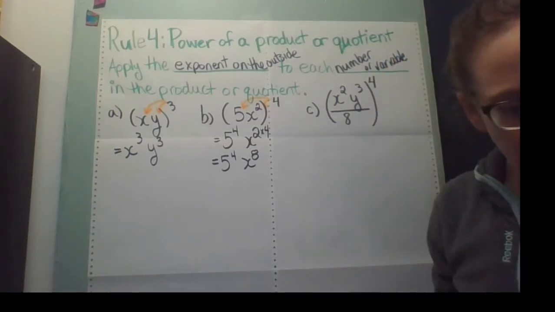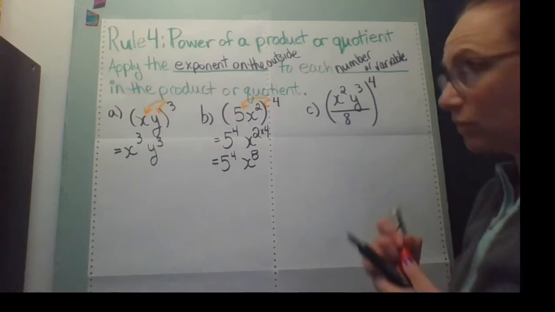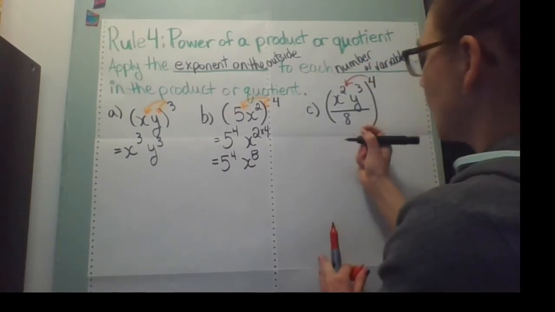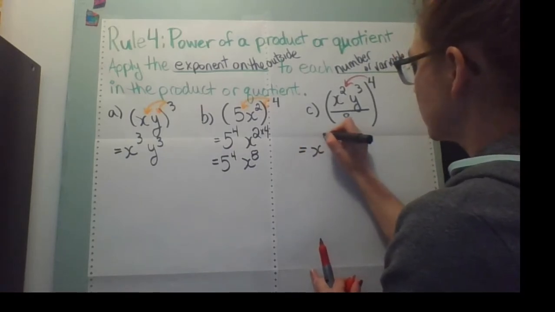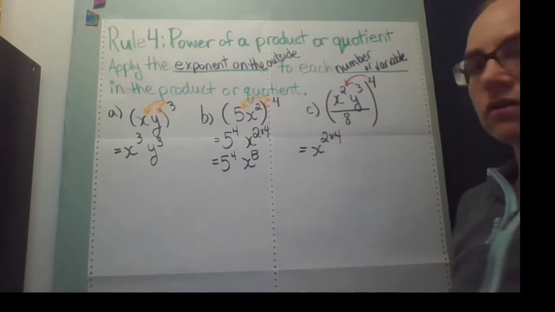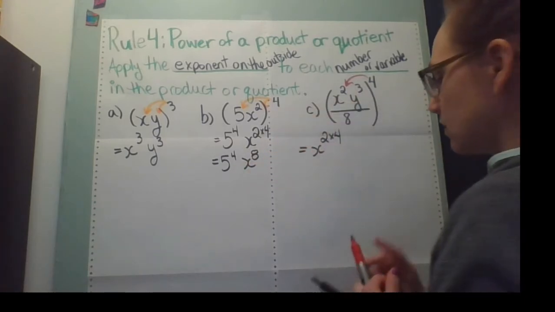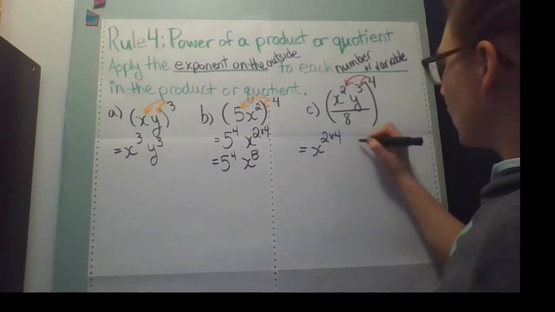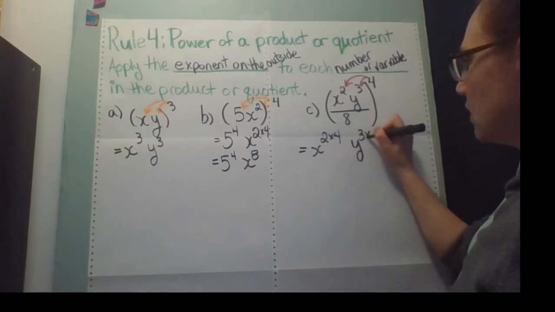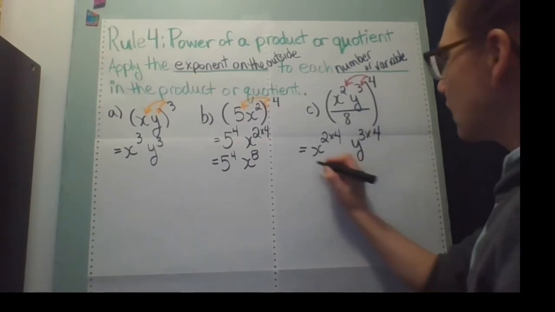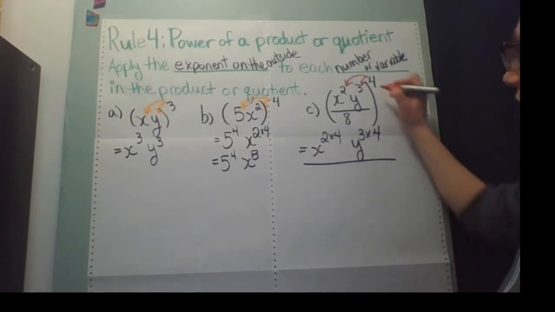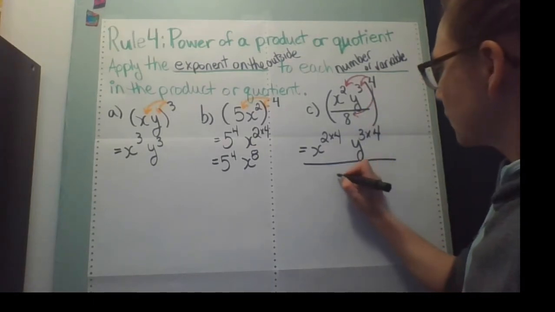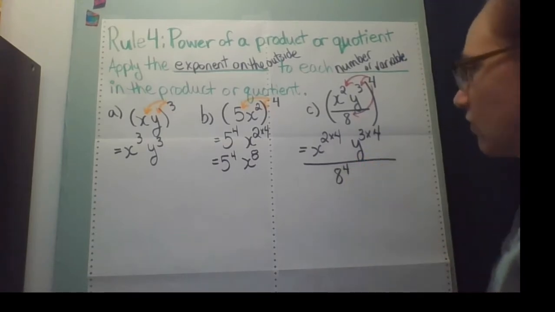Okay, so that exponent has to come in and it has to hit everybody. So it's going to come in and it's going to do the rule on my x squared. So that means I have x to the exponent 2 times 4 because it's coming in from outside. I'm going to have it on my y. So I now have a y to the exponent 3 times 4. And then that's all going to be divided by, that exponent has to apply to the 8 as well. So I'm going to have an 8 to the exponent 4.